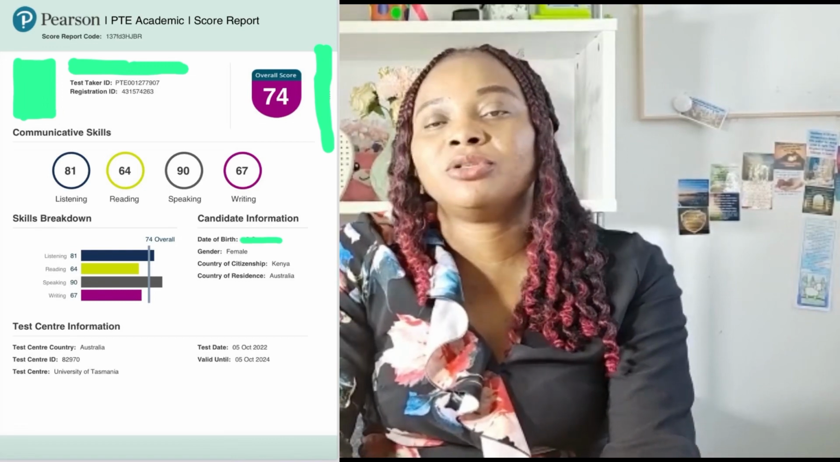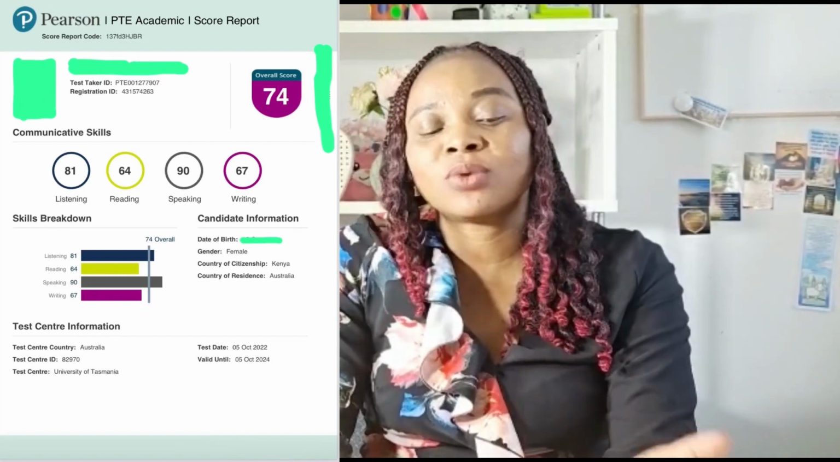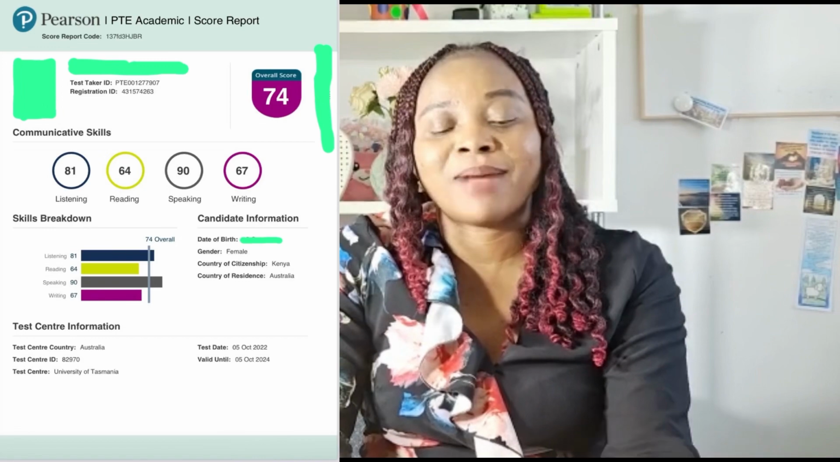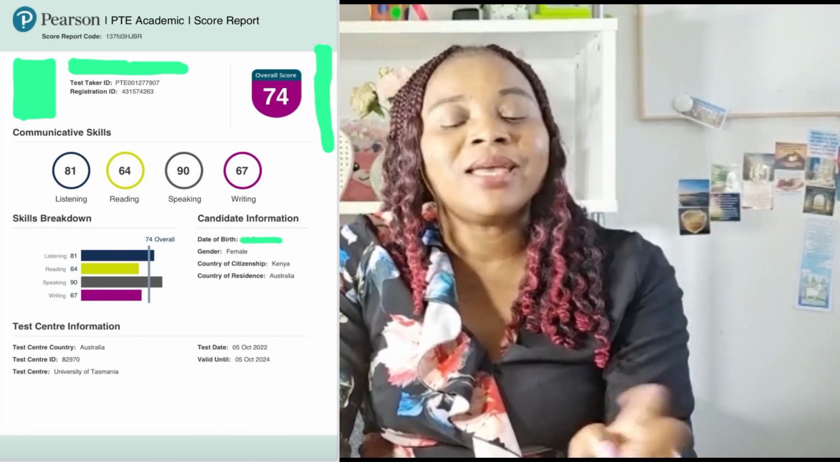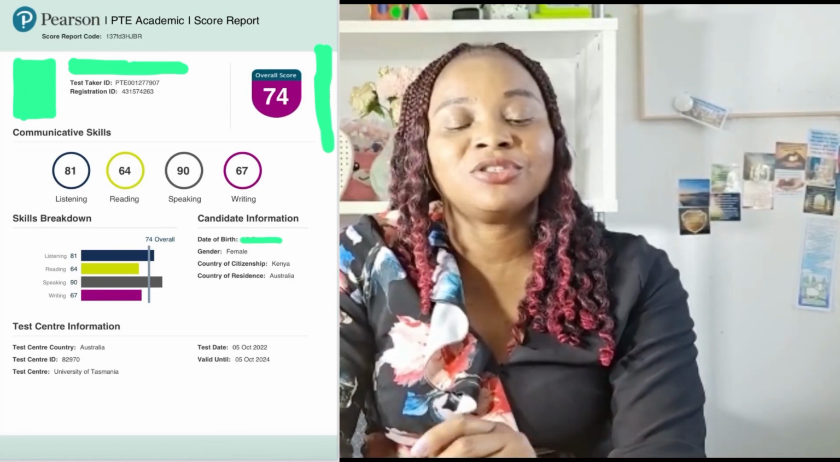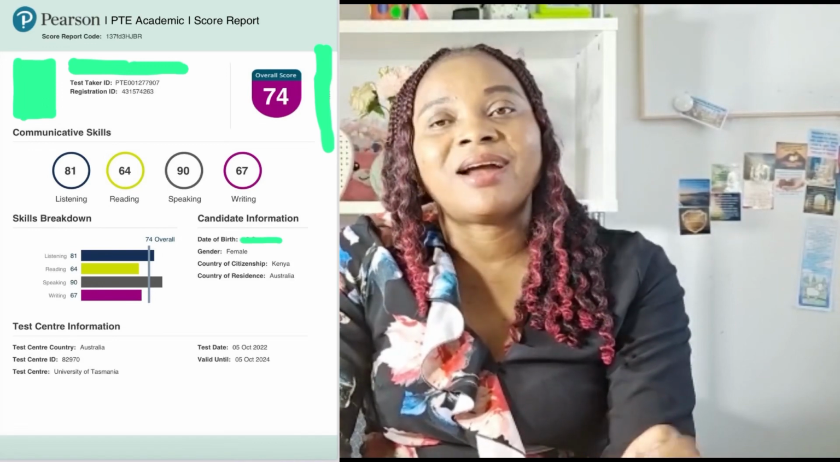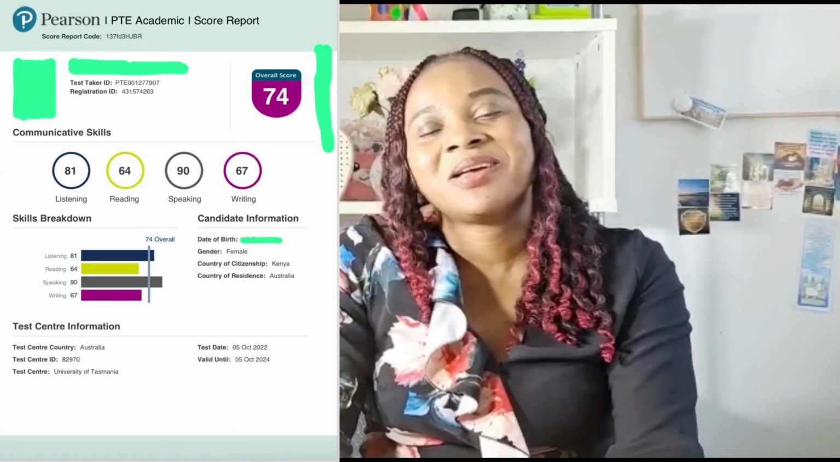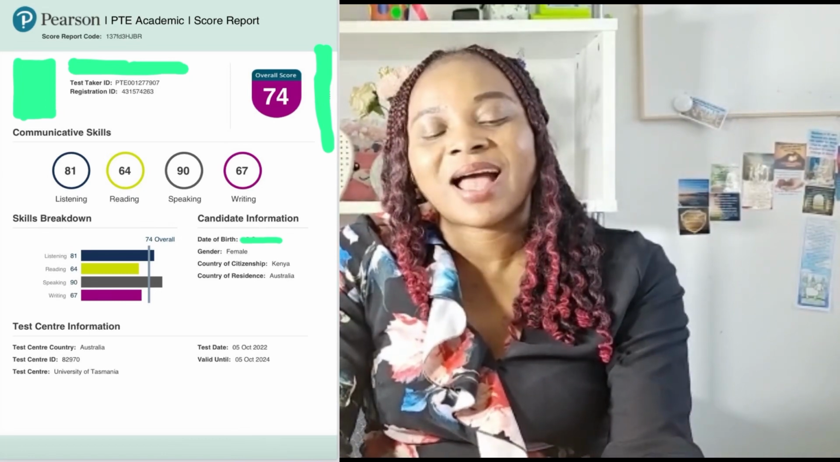The reading module has a task, the first task in the reading module, which is the reading and writing fill in the blanks. Now that task would impact your reading score and your writing score. It's going to be giving you between 20 to 25 marks to your writing. So if that student had focused her attention there on that reading and writing fill in the blanks, it would have boosted her reading score as well as her writing score. That way, she would have maxed out her scores for both reading and writing.